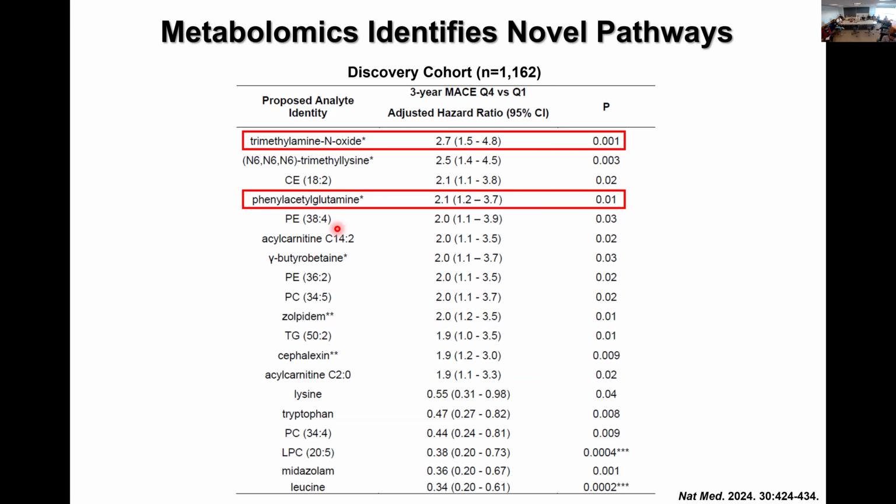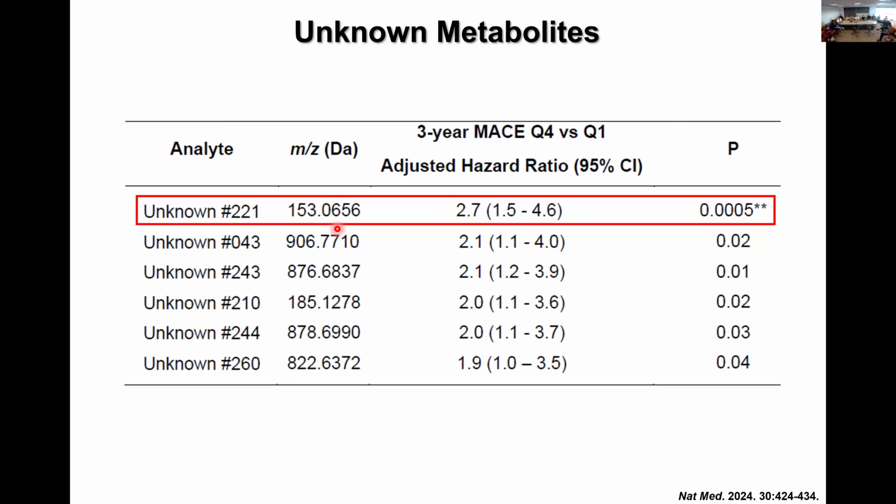In addition to the known metabolites, what you also find in the metabolomic screens are unknown metabolites that are strongly associated with increased risk of MACE. For example, this one that's highlighted on the first row, this unknown metabolite 221, which has a mass-to-charge ratio of 153, is strongly associated with increased risk of MACE, but nobody knows what it is. So now comes the hard part. Once you identify this compound, what is it? How is it working? And what's the story? That's where Stan's chemistry background and expertise comes in.